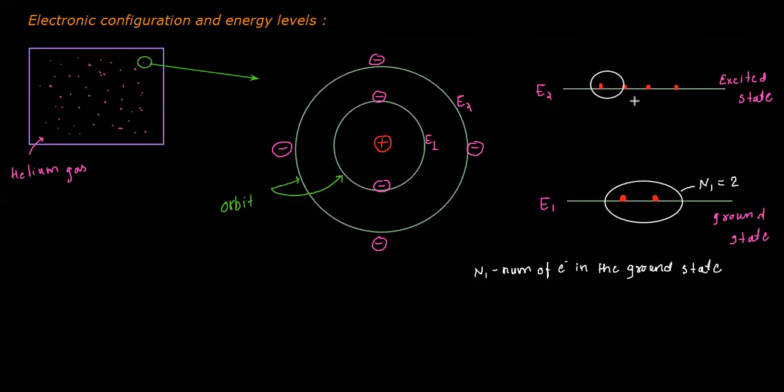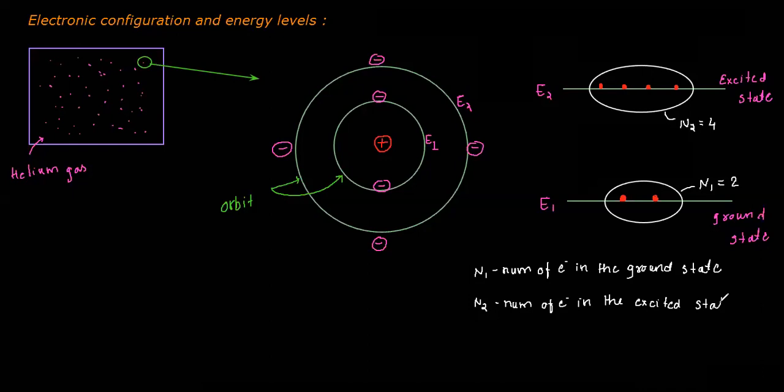Now as you can see, this is n2. n2 means how many electrons we have in the excited state. As you can see, there are 4 electrons. So here again, n2 is the number of electrons in the excited state. These are the key points that you have to remember.